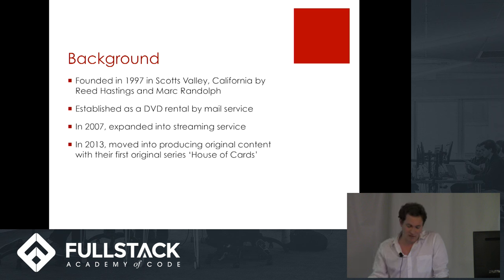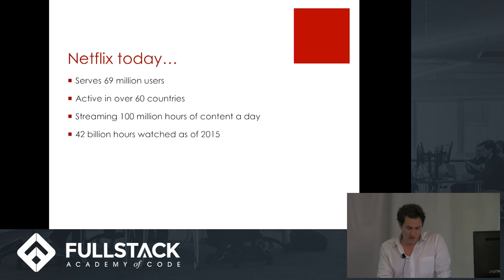As of 2007 and moving forward, they've definitely made the focus of their business the Netflix streaming app. And in 2013, they moved into producing original content with their first original series, House of Cards. So Netflix today, they serve 69 million users. They are active in over 60 countries, streaming 100 million hours of content a day, with, as of 2015, 42 billion hours watched.